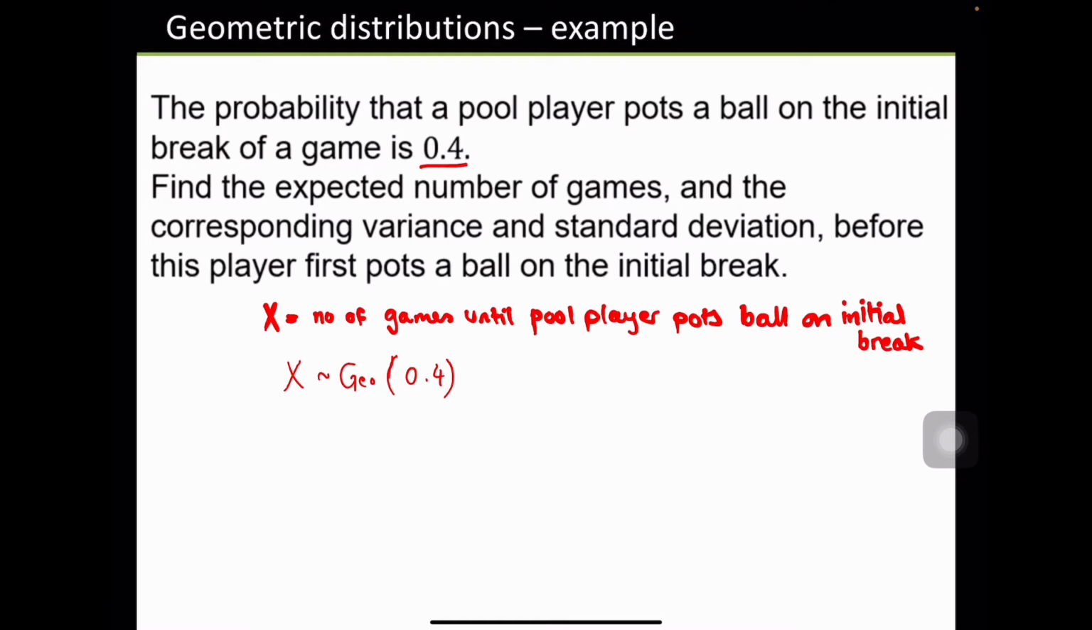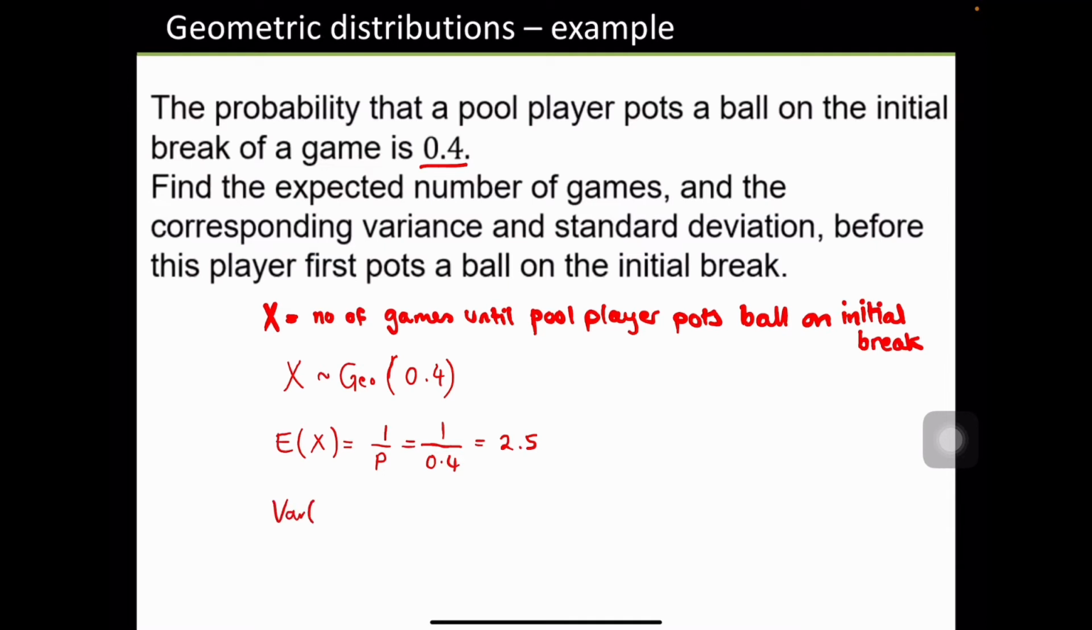Find the expected number of games, corresponding variance, and standard deviation before this player first pots a ball on the initial break. Okay, so the mean is 1 over p, so 1 over 0.4, which is 2.5. So on average, we expect a success every 2.5 games.